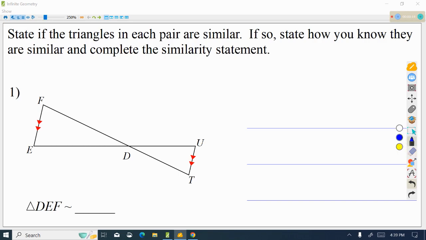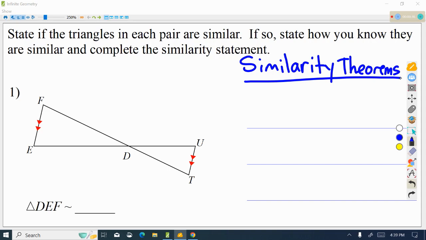So we're going to start off by thinking about the similarity theorems that we have. Okay, there's 3 similarity theorems. If you are working with a notebook right now, this might be a good place to have these. 3 similarity theorems that we're focusing on right now. We're going to learn how to apply them in this video.